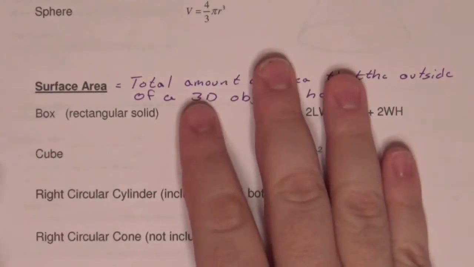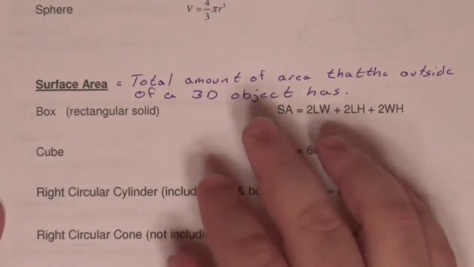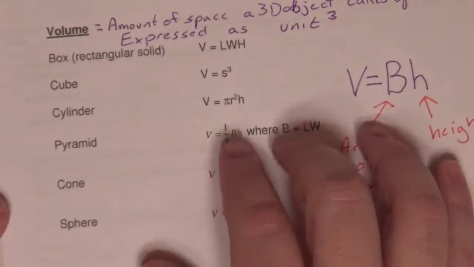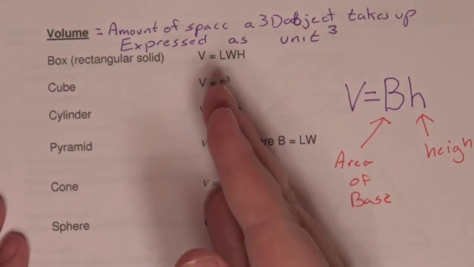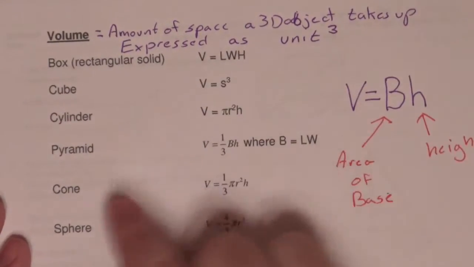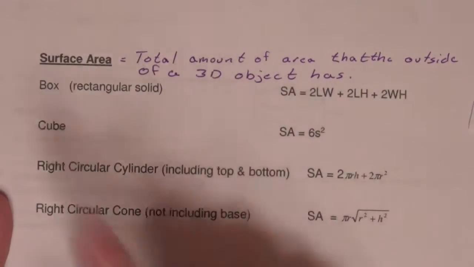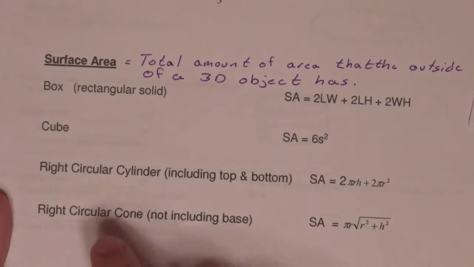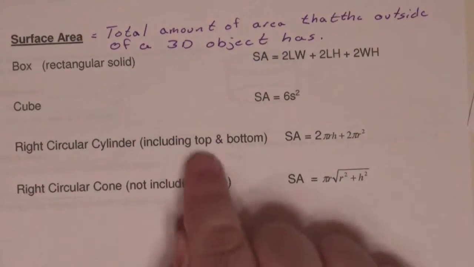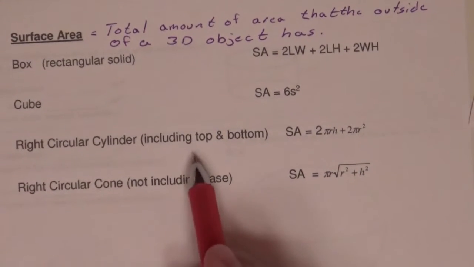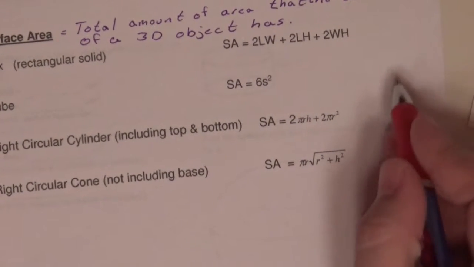Surface area, just like volume, I've given you all the equations. Here they are. Here's the cool part about both of these things. If you have an object and you're told to calculate the volume, look at your formula sheet and find the object. If it's a pyramid, you're going to use this equation, plain and simple. If you're asked for surface area, there you go, that's a right circular cone. Plain and simple. Now, I will tell you this: notice that these two have parentheses. This says circular cylinder including top and bottom. What that means is this.